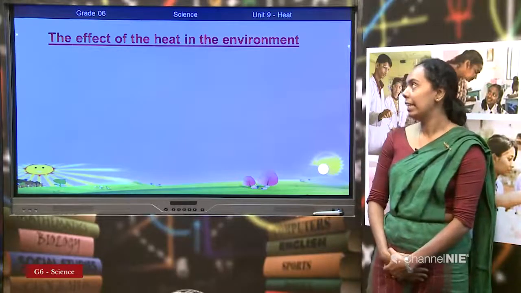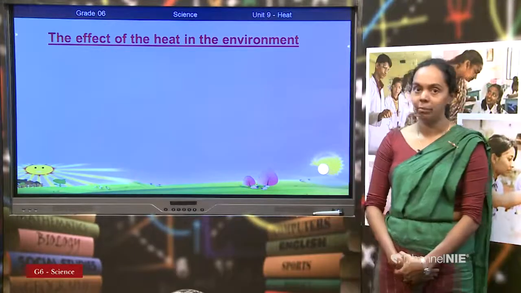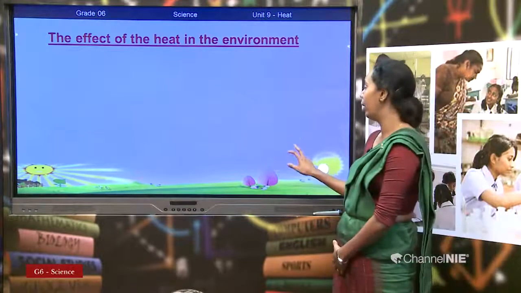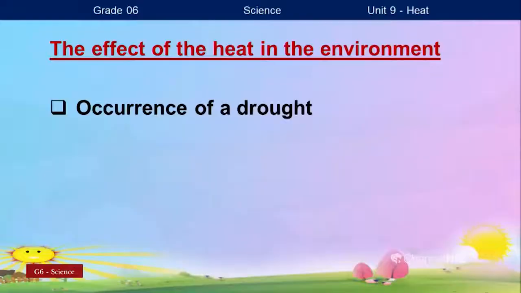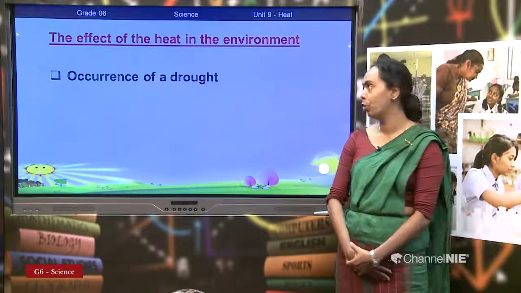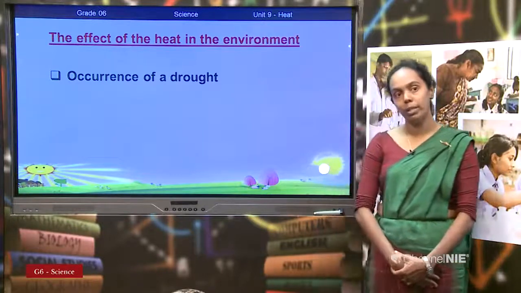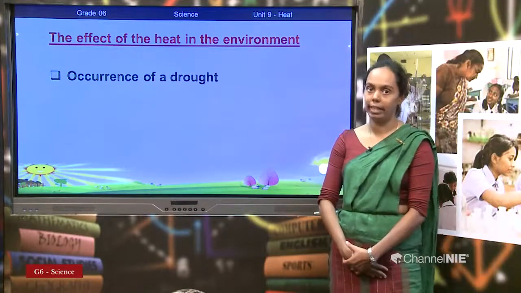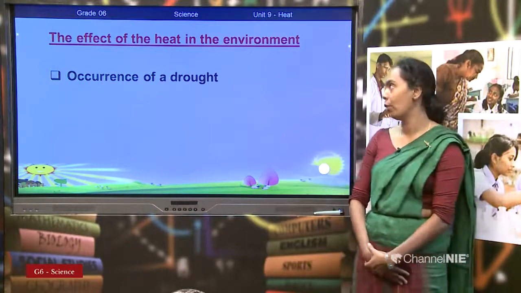Then we will see the effects of the heat in the environment. In here first we are going to learn about the occurrence of a drought. Now we will see what is meant by a drought. Drought is when a certain area gets less than 75% of the rainfall expected. When the drought is coming, the environment becomes very dry, and also the environment is covered full with dust, and also the water present in the tanks, rivers and lakes is evaporated due to the heat of the sun.